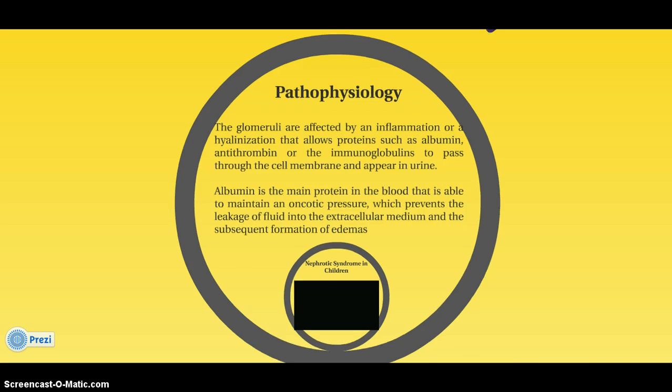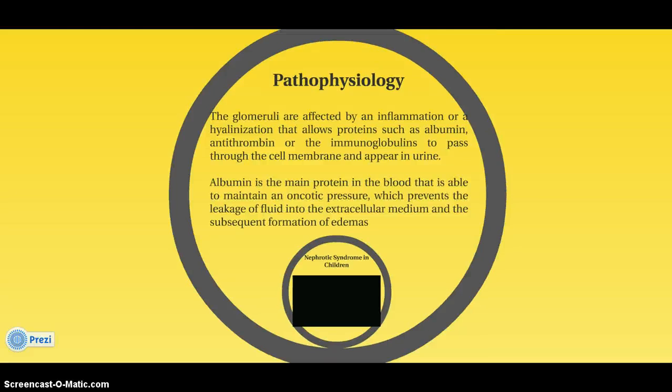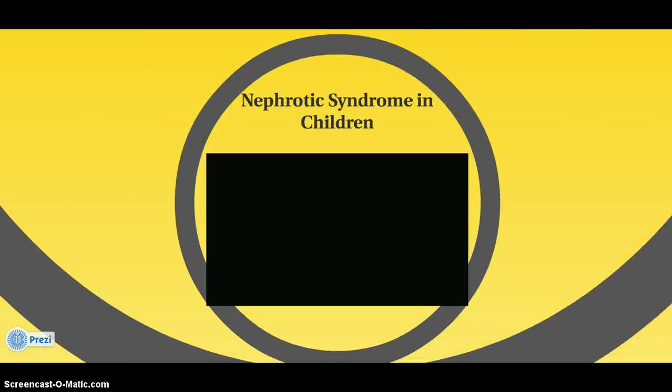Pathophysiology. The glomeruli are affected by an inflammation or an alteration that allows proteins such as albumin, antithrombin, or the immunoglobulins to pass through the cell membrane and appear in urine. Albumin is the main protein in the blood that is able to maintain an oncotic pressure, which prevents the leakage of fluid into the extracellular medium and the subsequent formation of edemas. Now we're going to watch a video about nephrotic syndrome in children.